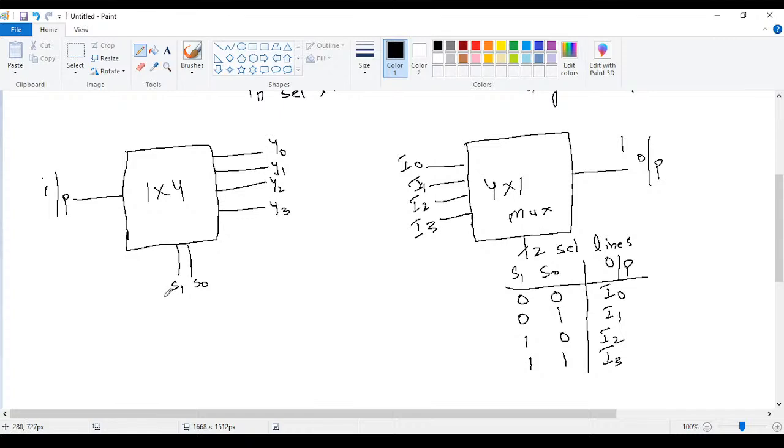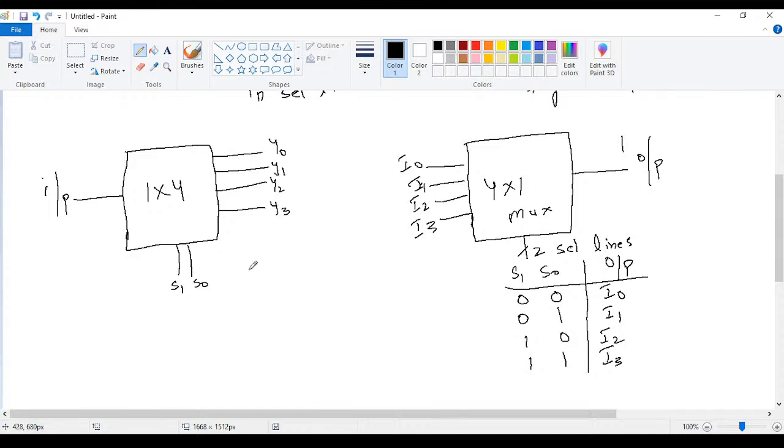So depending upon the selection lines, this input will be connected to the output. Depending upon the selection lines S1 and S0, this input will be connected to the output, and the remaining outputs will be in different states. But we consider only one output, that is Y0. Y1 will be something, Y2 will be something, Y3 will be something, but depending upon our selection line, if it is 0 0, this input will be connected to the output, that is Y0.